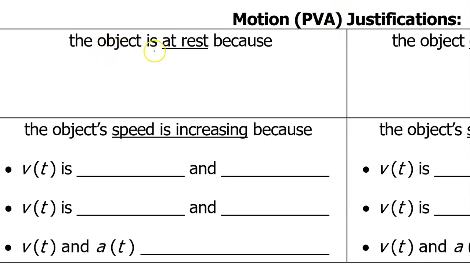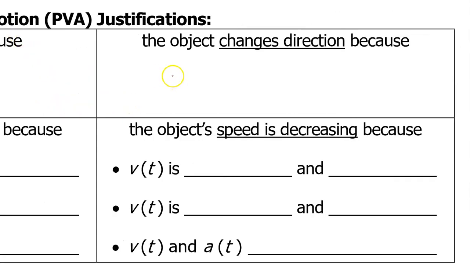If an object is at rest, that means that the velocity is equal to 0. Velocity is the derivative of the position function, so you might see this written as x prime is equal to 0. How would we justify that an object changes direction?